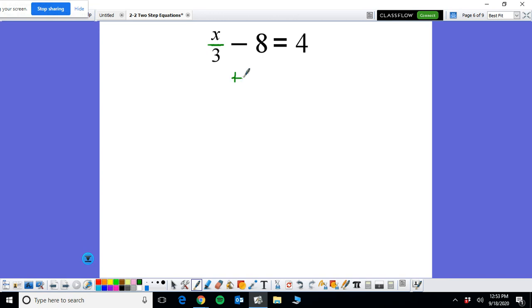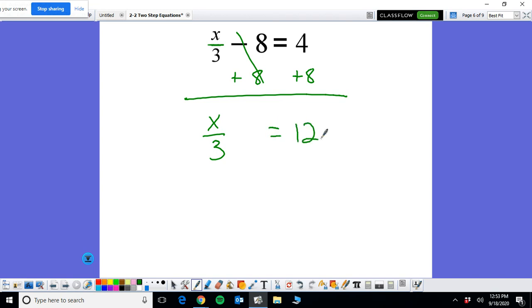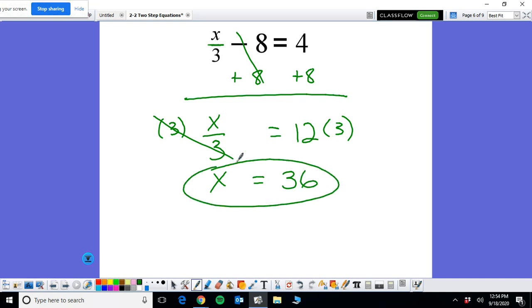We have to add 8 to each side. X over 3 will drop. This becomes a 0. Equals will drop. We end up with a 12. And now how do I take care of this fraction? How do I get rid of that 3? Remember, it's being divided, so I will multiply. X equals 36. Please don't forget to check.